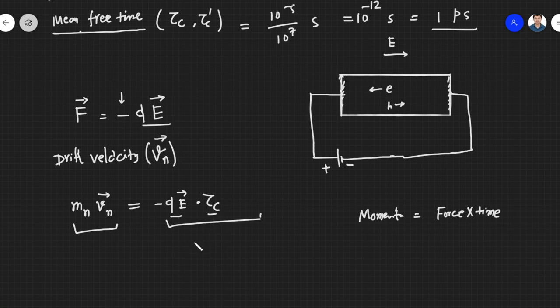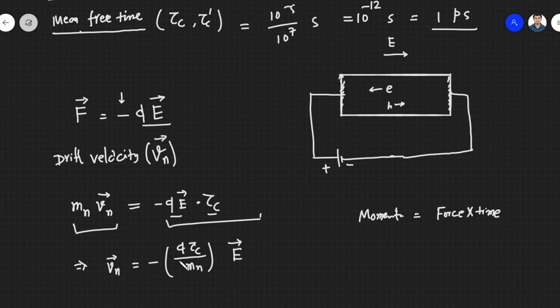If you equate them, you can calculate the drift velocity of electron. So Vn equals minus Q tau c, I'll put all the constants here, Q tau c by Mn, since Mn will come into the denominator, and then we have the electric field, right?